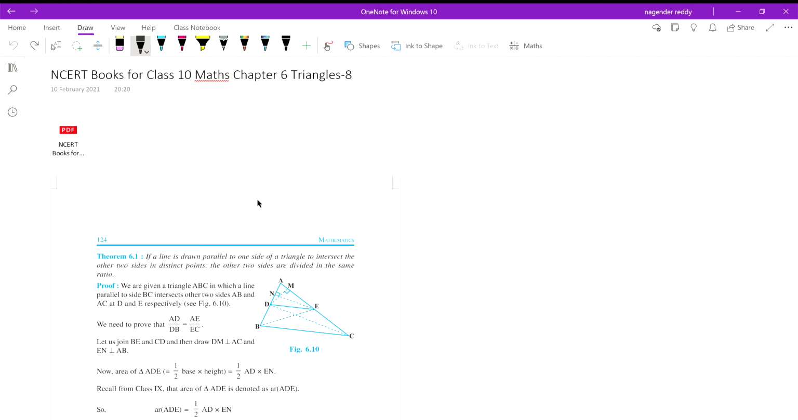If a line is drawn parallel to one side of a triangle, first of all I want a triangle. I'll take triangle ABC. If a line is drawn parallel to one side, I'll take this side and draw one line parallel to it, to intersect the other two sides. It intersects at D and at E, two sides at distinct points. Then the other two sides are divided in the same ratio.